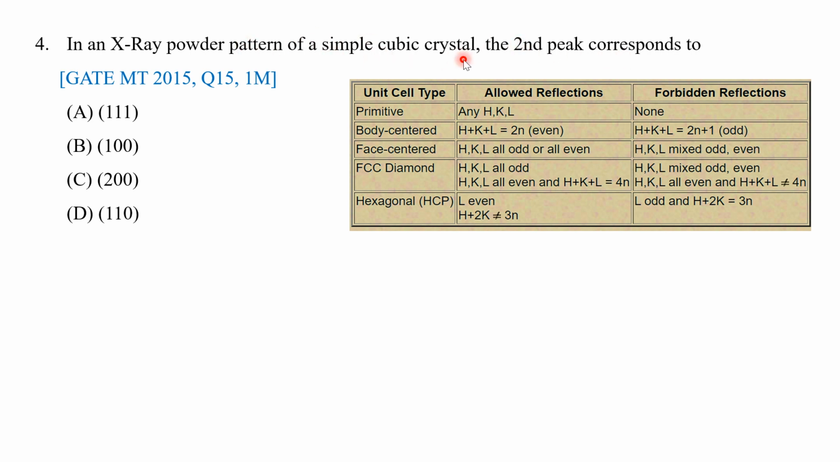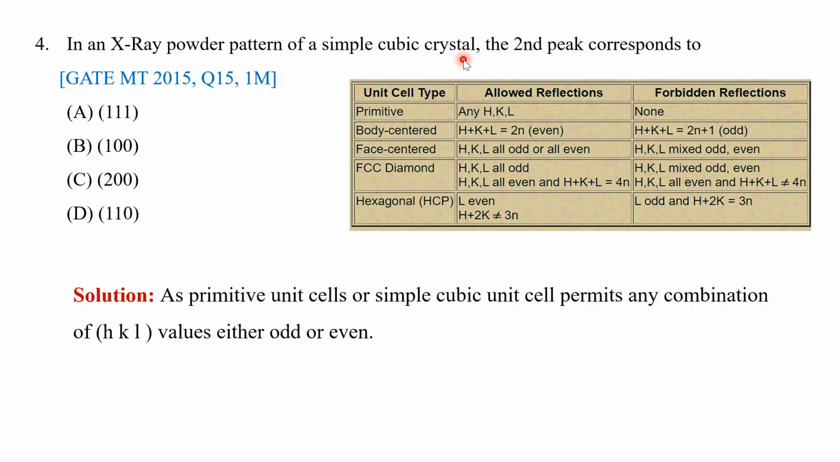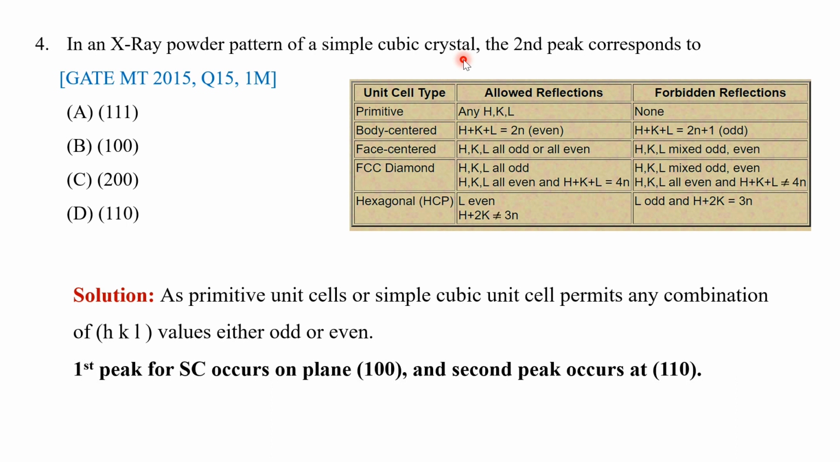We know what the first peak will be. It cannot be 0, 0, 0, as there's no such plane, right? So the first peak should be 1, 0, 0. Then what will the second peak be? It can be 110. So that is a very simple and direct question. For simple cubic, the first peak occurs at 100, and the second peak occurs at 110.